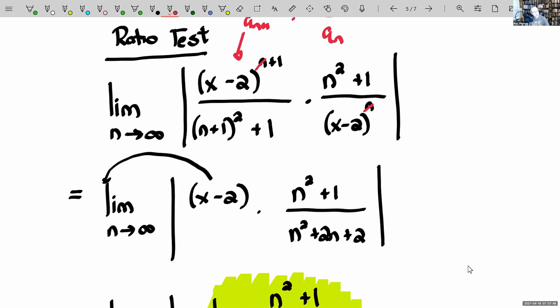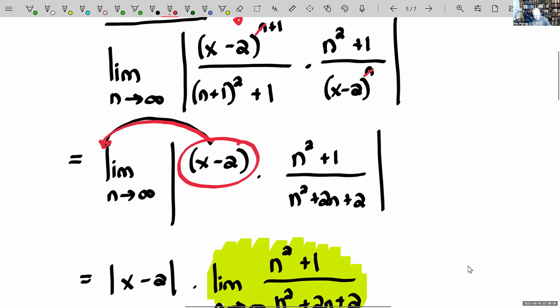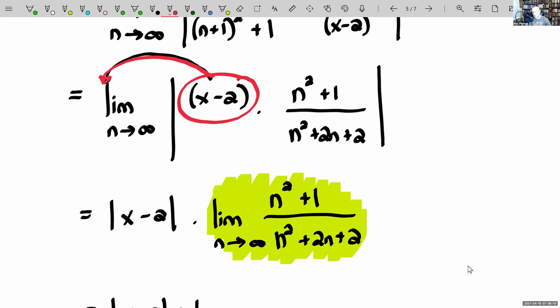Again, when you're dealing with power series and you're doing the ratio test or the root test, that factor involving x will be able to be pulled outside of the limit. However, when you do that, remember, it was within an absolute value. So you will have absolute values of that factor coming out.